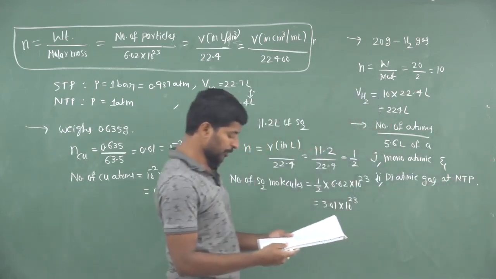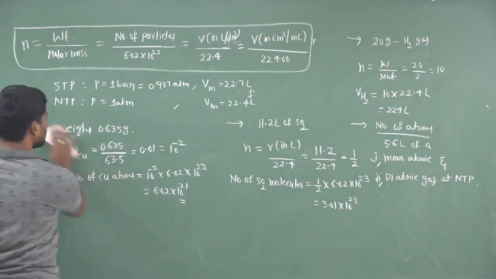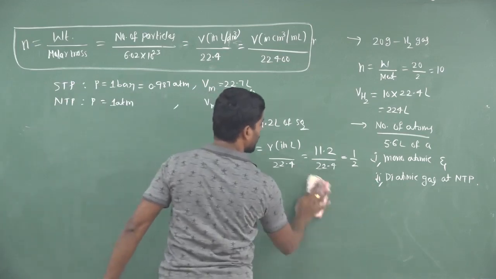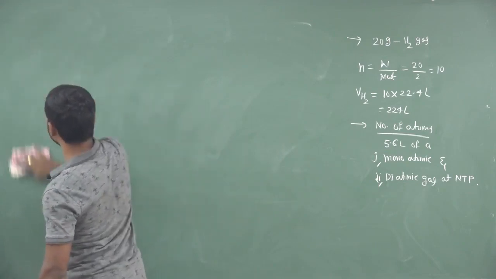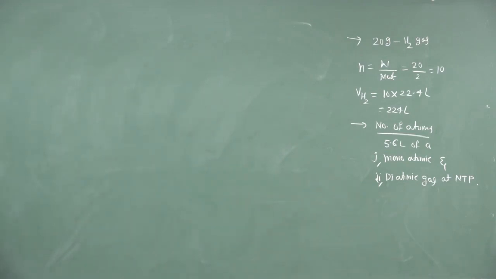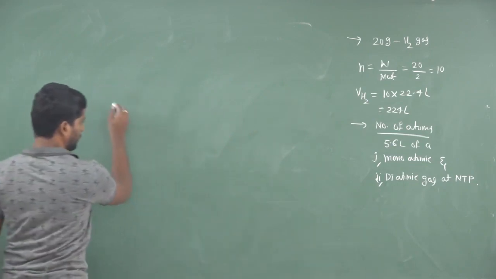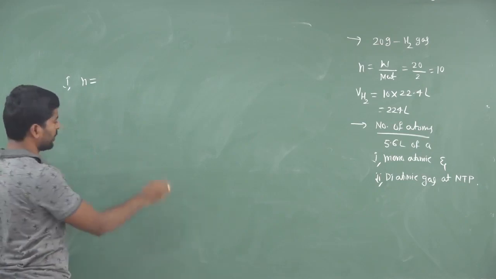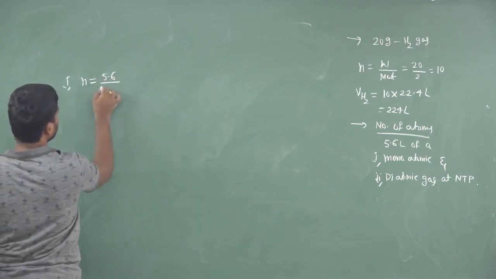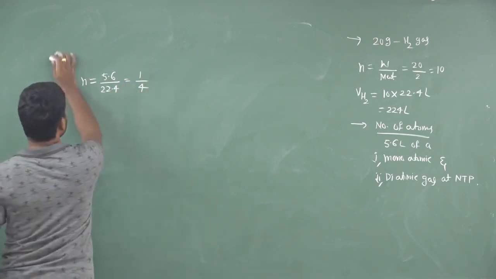What is the number of atoms present? First calculate the number of moles of gas. From that you calculate number of atoms. What is the number of moles of gas? Number of moles is equal to, under NTP conditions, volume in liters by 22.4. That means how many moles we are getting? 1 by 4 moles we are getting.